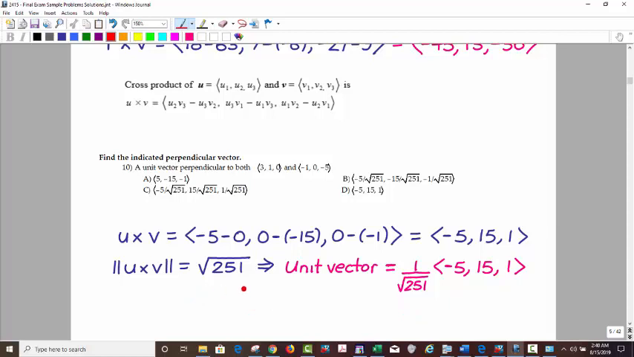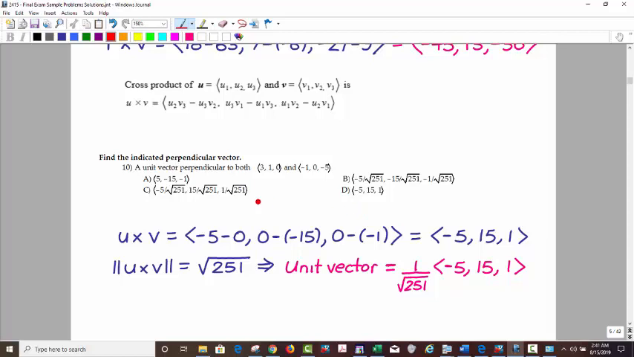And you take the magnitude of that vector and you get square root of 251, the magnitude of this cross product, not the vector, magnitude of the cross product. So it'd be 25 plus 225 plus 1. Square root is 251. So it's 1 over 2, square root of 251 times -5, 15, and 1. And this one doesn't look like it's rationalized or anything.